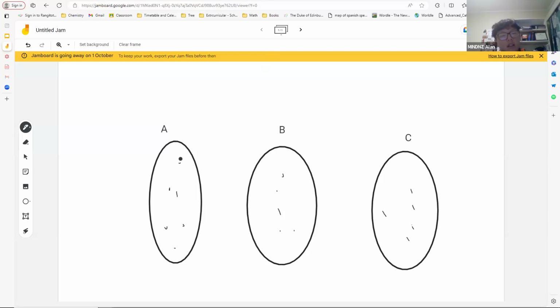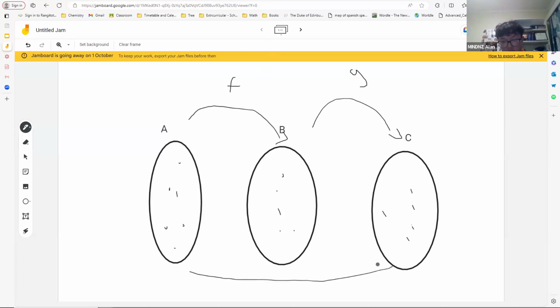So essentially, from the problem statement, we have, so this is f, and this is g, right? So what is g of f? g of f would be this thing.